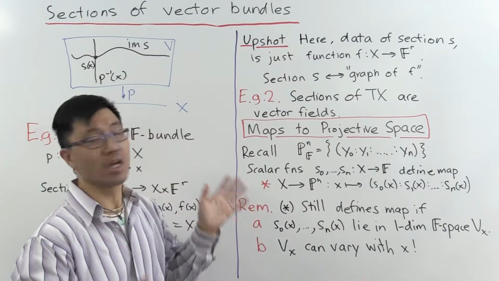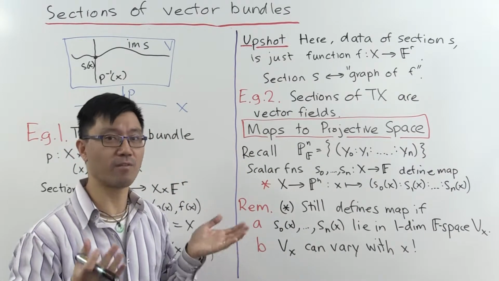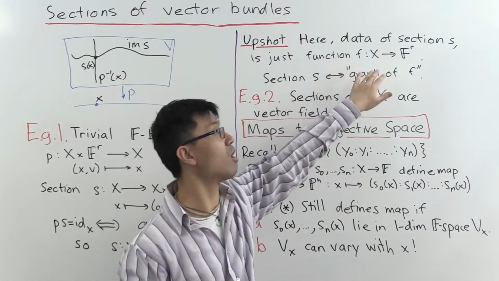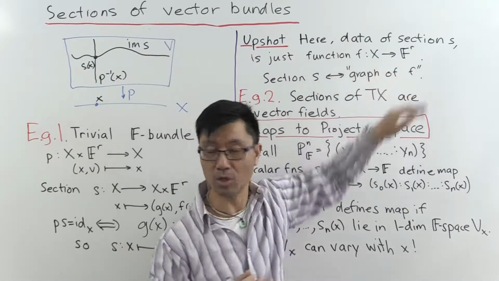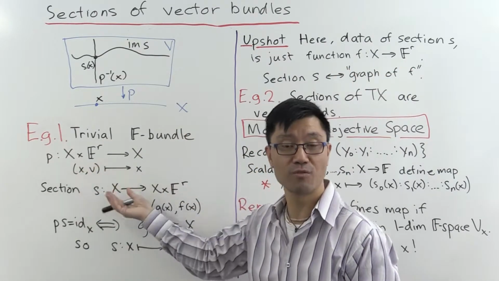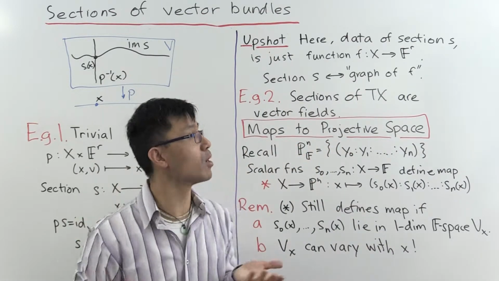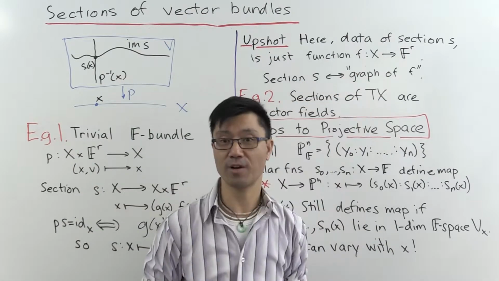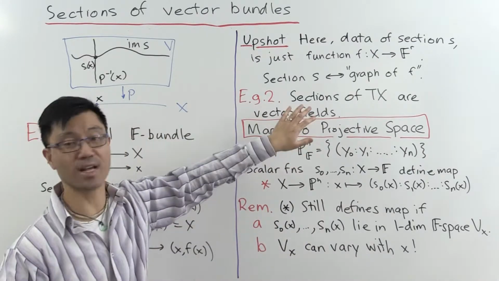So in this case, sections of a vector bundle do actually generalize the notion of a vector valued function. Because if your vector bundle just happens to be the trivial bundle, then these correspond precisely to vector valued functions. Okay, so let's look at a slightly different example.